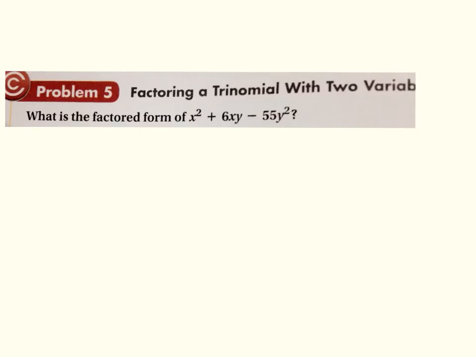Okay, now we're going to do a little bit harder problem when I have two variables in it. Like I have the x squared here and the y squared down here on the end. You're going to do it the same way, but you're going to make sure that when you do your factors, you put an x in the front and a y in the back. Okay, since it's plus minus, you know that that's going to be plus minus. Now, you're still going to do what multiplies to give you 55, but adds to give you 6.